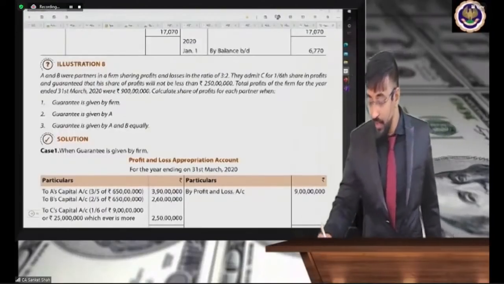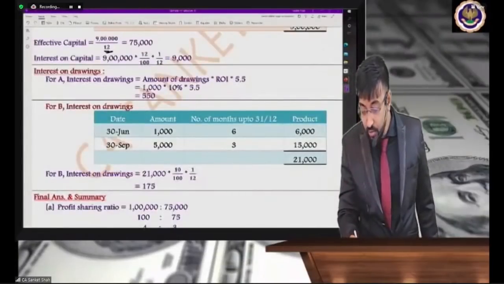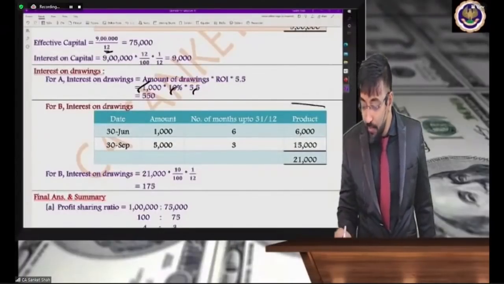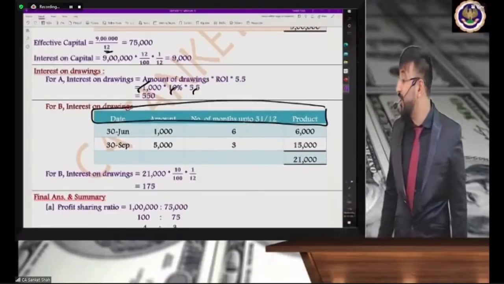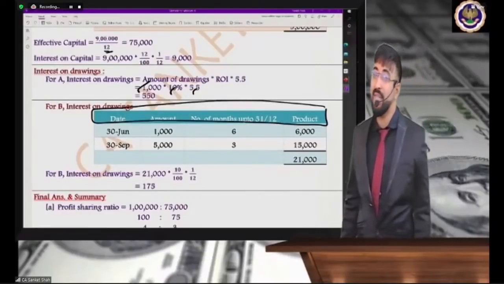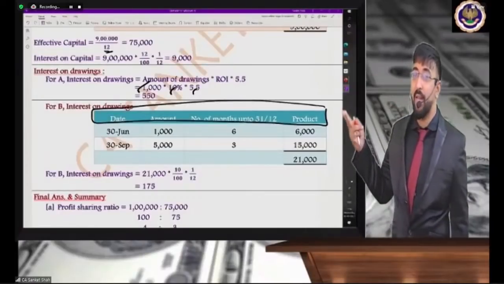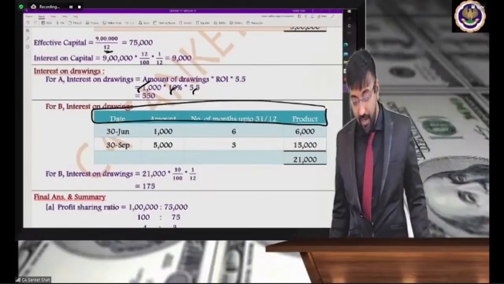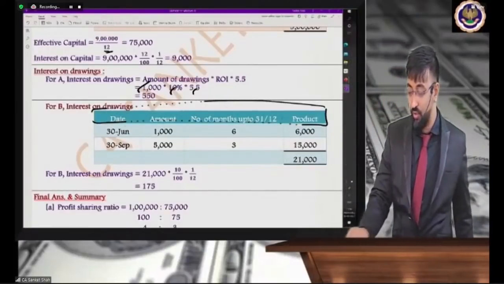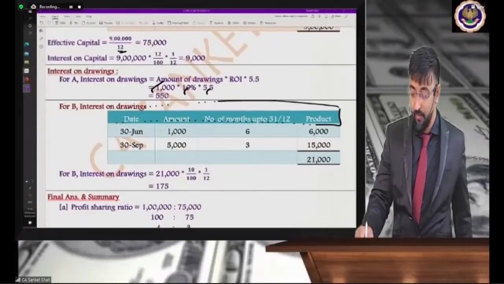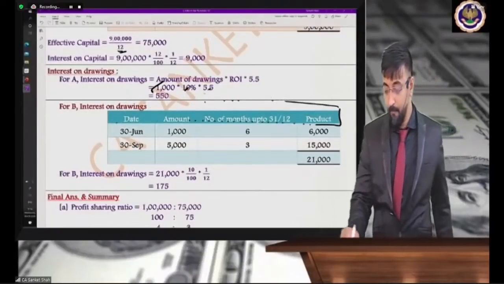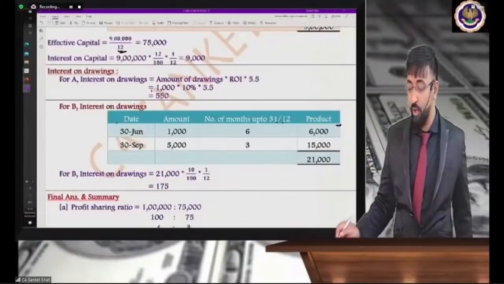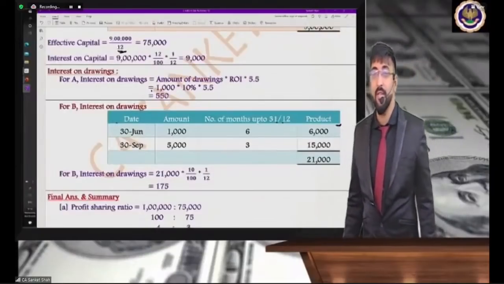Interest on drawing is very easy, beta. Interest on drawing. He withdrew same amount 1000 into 10% into 5.5. And if amounts are different, you will prepare a same column similar to that effective capital. Similar to that effective capital, same columns. Only instead of capital, now it is interest on drawings. So same amount you have to consider. Same table. But I have given you now this presentation also. You can use shortcut now. You can use this shortcut for A. For B, you can't use shortcut. Please take a screenshot of interest on drawing.